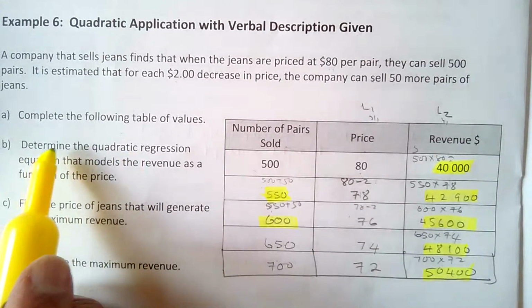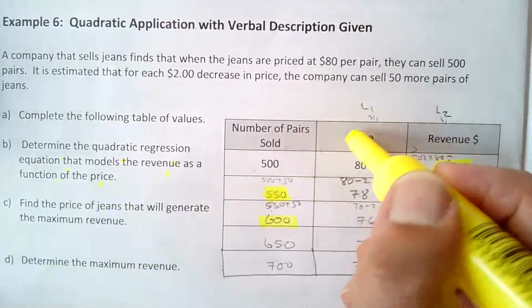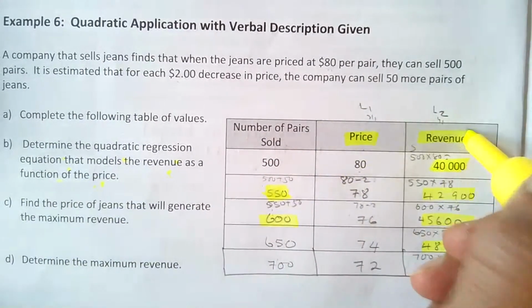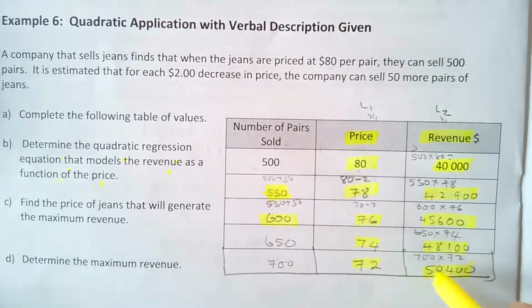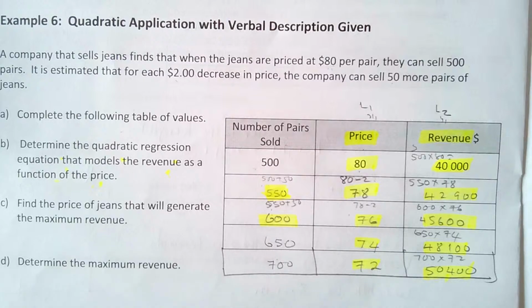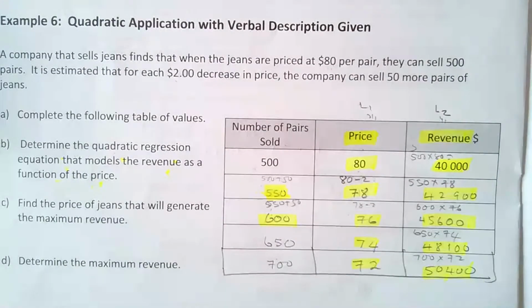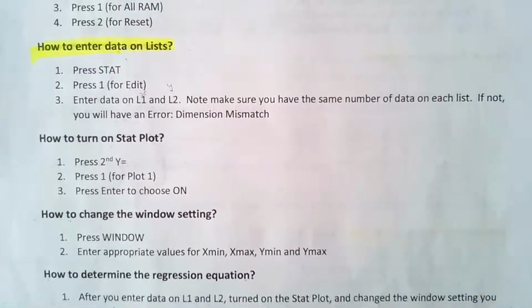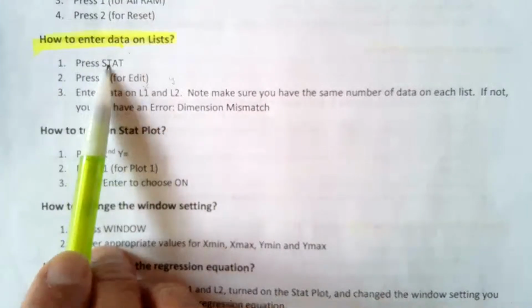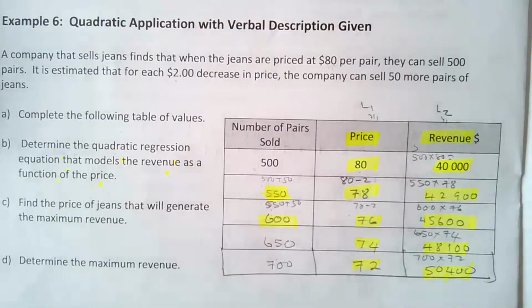Now we need to determine the quadratic regression equation and model revenue as a function of price. So now this is what we're going to be considering, the price. So now this becomes your x, and that's your y, or L1 and L2. So to determine the quadratic regression, we need to enter this into our calculator. And remember, back with your function here, how to enter data: you press your stat plot, press 1 for editing, etc. So refer back to this.